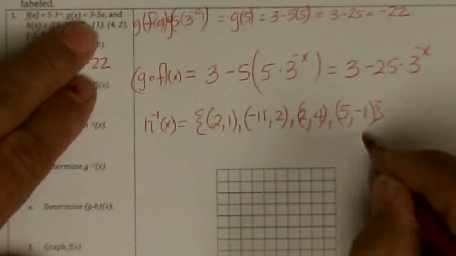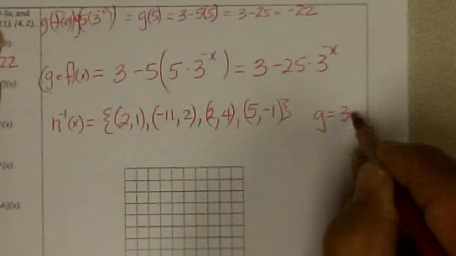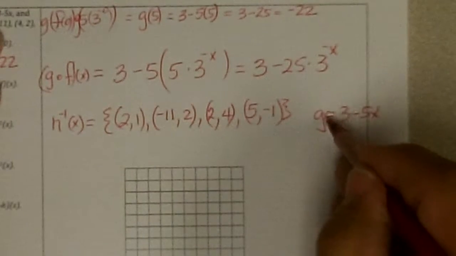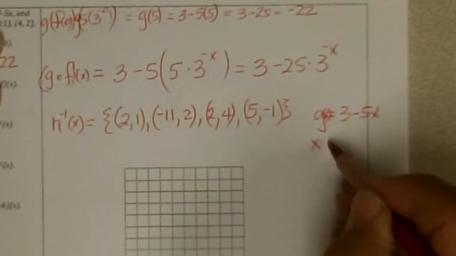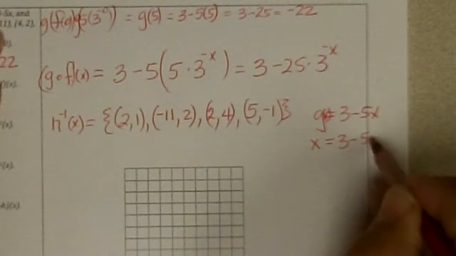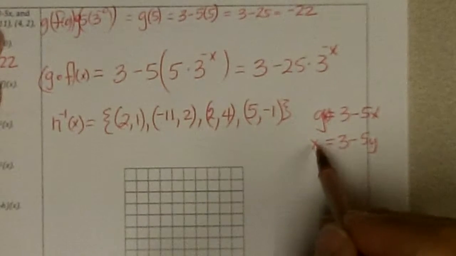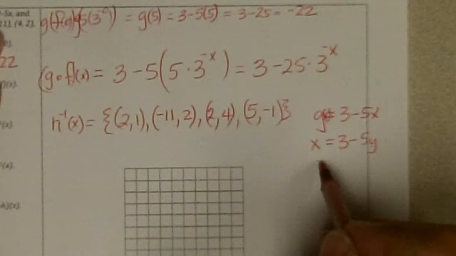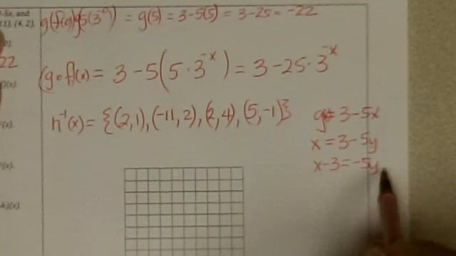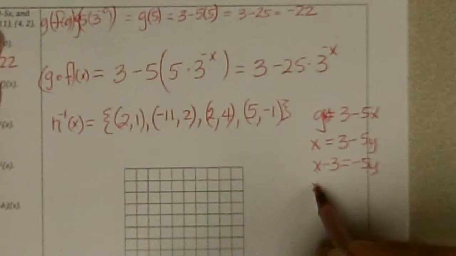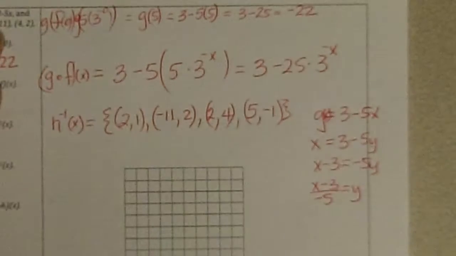G was equal to 3 minus 5x, g of x is, so that's y equals this, and so we switch the y and x, so we'll say x equals 3 minus 5y, and solve for y, which would be the inverse. So we're going to have to subtract 3 from both sides, so we'll have x minus 3 equals negative 5y, and divide by negative 5 on both sides, and so we'll get x minus 3 all over negative 5 is y, and that's what the inverse would be.